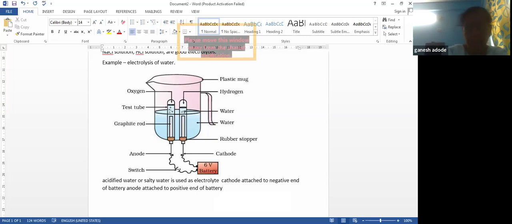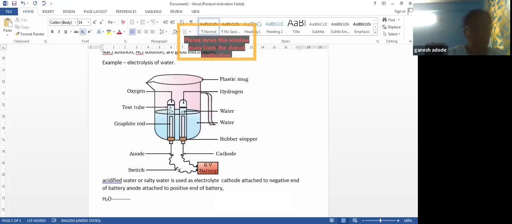Now what will happen? See here. Now water is there, right? I'm writing the formula for the water. First of all, the water is undergoing ionization. H2O is there. How is it going to get ionized?